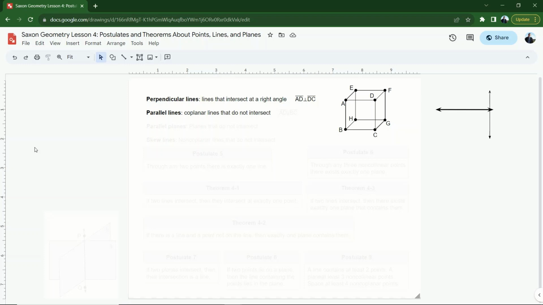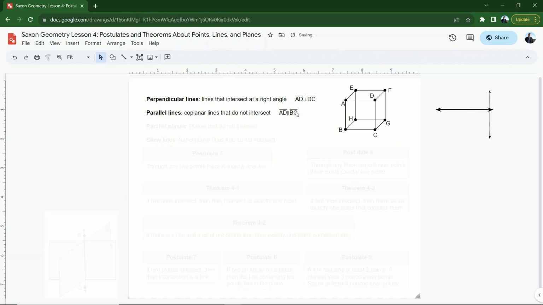So let's take a look at AD and BC. AD across the top, BC across the bottom of this cube. Those are parallel lines because they are in the same plane. I actually have that plane drawn. It's plane ABD, the front plane of my cube. They're coplanar, but they don't intersect. They run in perfectly the same direction. So therefore, we would say that they're parallel.